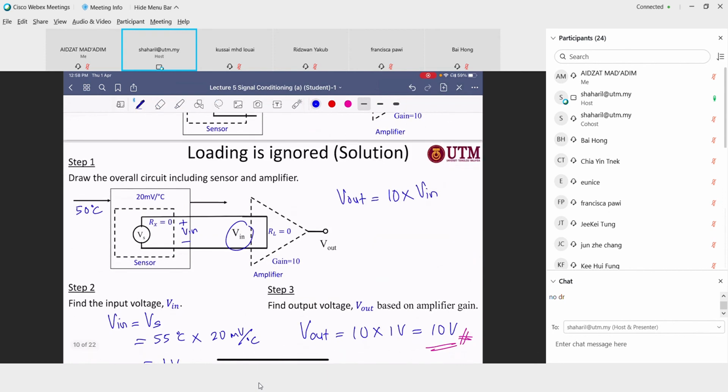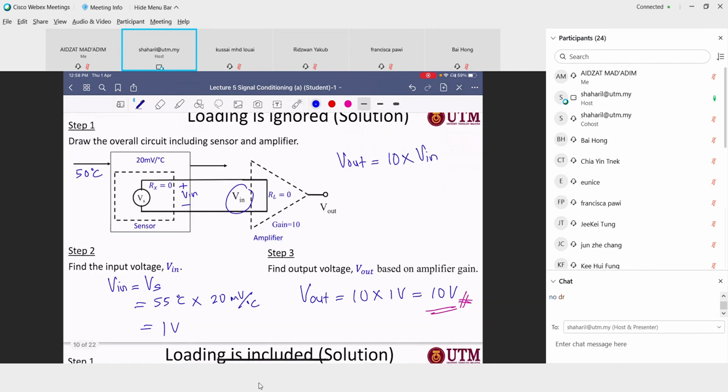Now you can get V out equal to 10 volt. Alright, that is the concept. This is the V out, 10 volt.